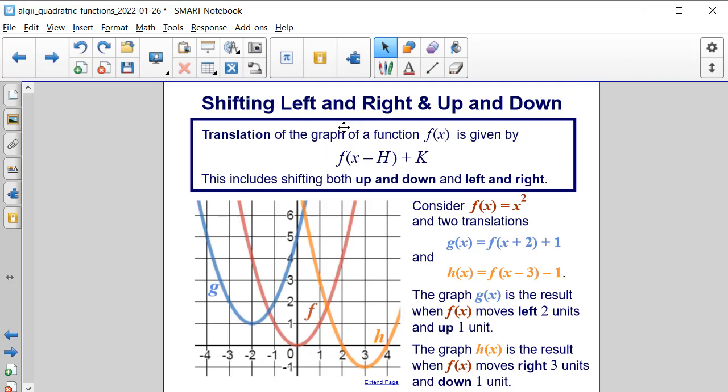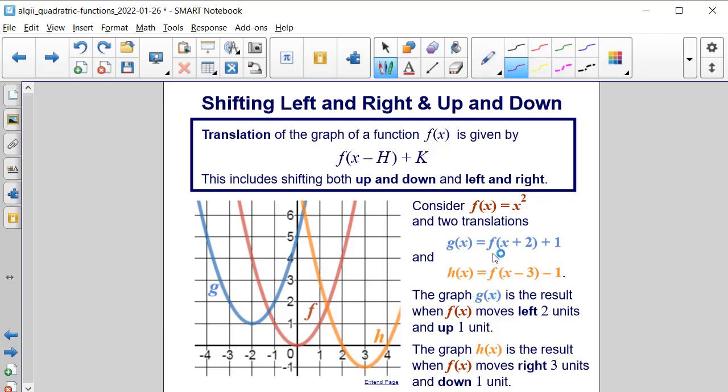Sometimes we can have translations that show both a left and right movement as well as an up and down movement. The translation of the graph of a function f of x is given by f of x minus h in parentheses, plus k. This includes shifting both up and down from the k value as well as left and right from the h value. So consider f of x is equal to x squared, our main basic quadratic function. And we have g of x being equal to f of, in parentheses, x plus 2, and then plus 1.